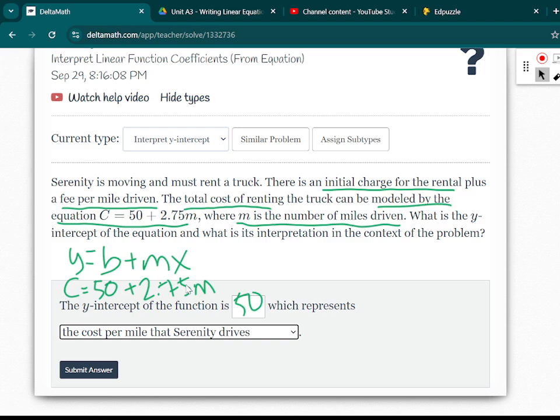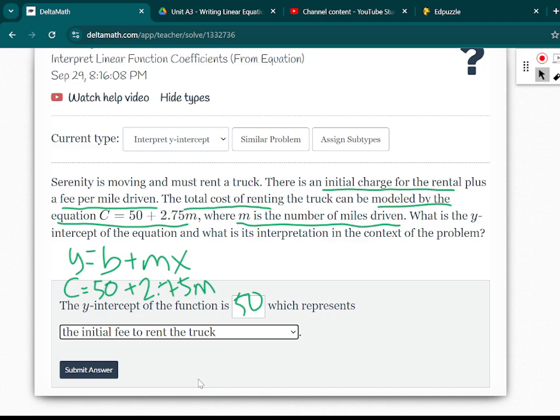The cost per mile that Serenity drives. Well, the 50, the B is not attached to the variable, the number of miles, so that doesn't seem like it. The total number of miles driven, that can't be right because we know that's M. We are told that. And the total cost for renting the truck for the day, that has to be C. So the only one that it could be is the initial fee to rent the truck.